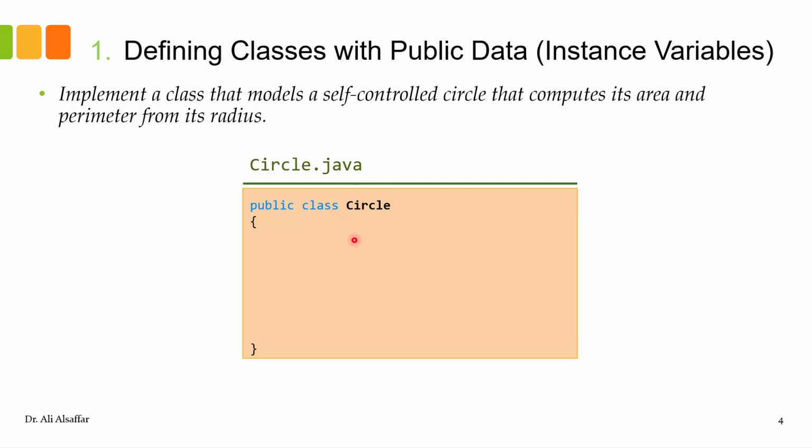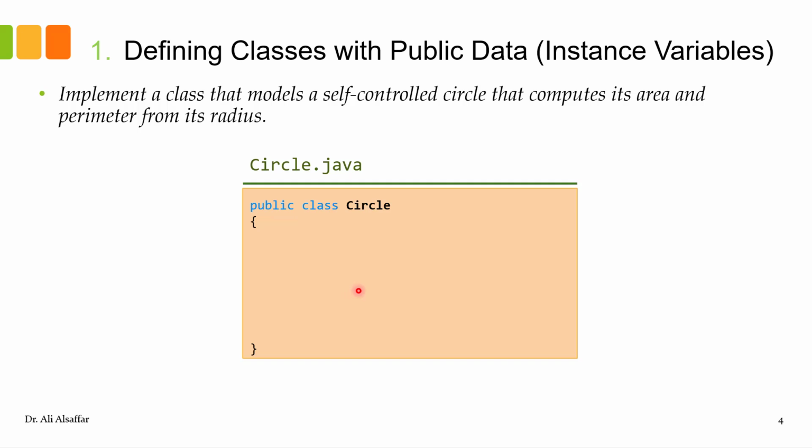As a Java convention, programmers usually follow this: the first letter of the name of the class should be in uppercase. So always the class name starts with uppercase. And then you put the curly brackets for the beginning and ending of the class.